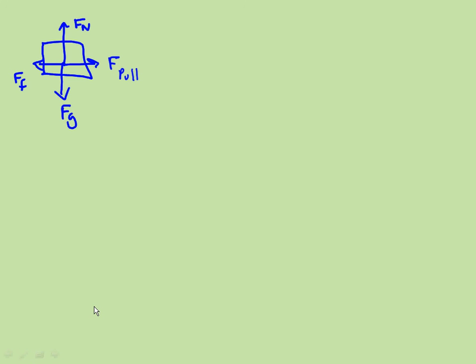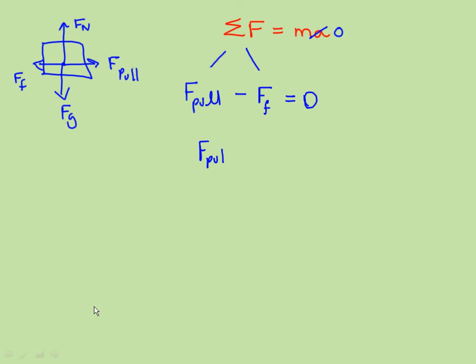So, we're looking for the summation of the forces, which gives us mass times acceleration. We know that A equals 0, and of our forces, we have the pull with friction acting against it, equals the mass times 0, which is 0. So now I have F pull is equal to our frictional force.